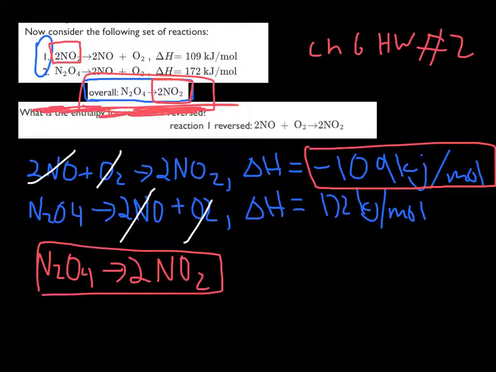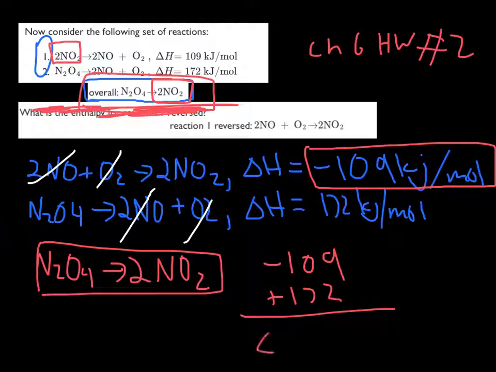So what would the final enthalpy be? Well, all we have to do is add up these two values, negative 109 plus 172, and you get a value of delta H equals 63. That value is the final enthalpy that you're calculating for. We're going to do some more that are a little more complicated on the next slide.